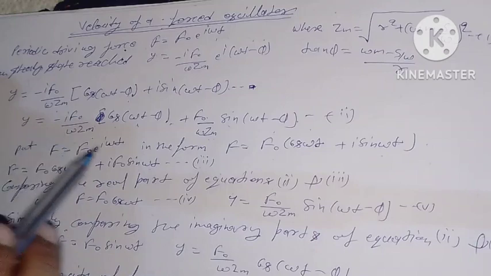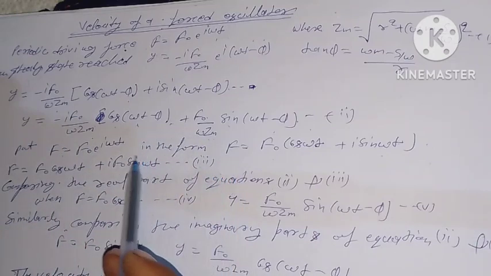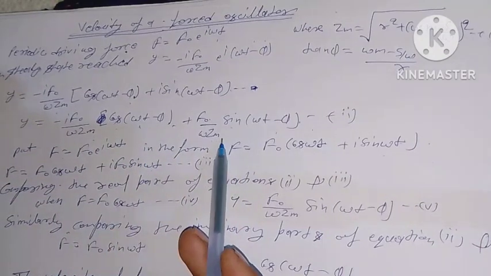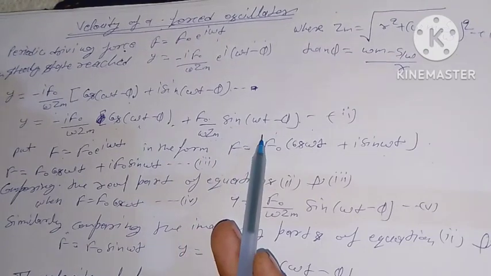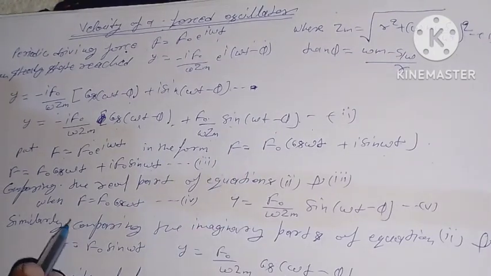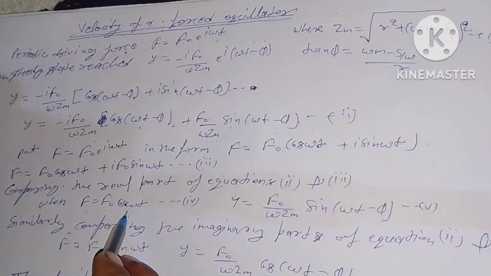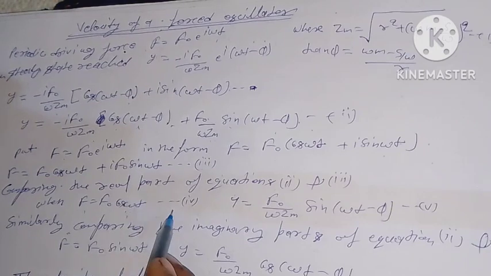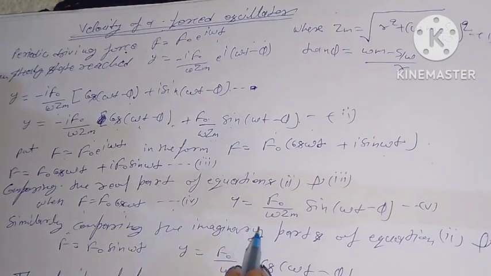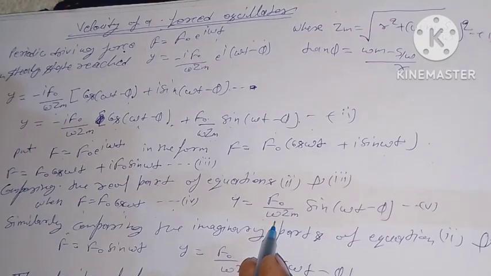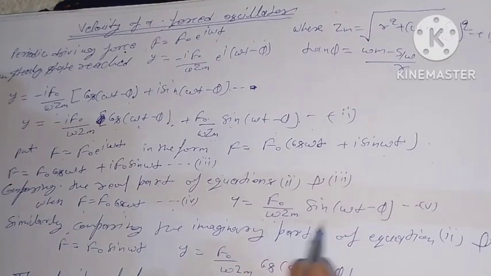The real part, equation number 2: y equal to f naught upon omega Zm sin omega t minus phi. Then F equal to f naught cos omega t, equation number 4, and y equal to f naught upon omega Zm sin omega t minus phi, equation number 5.